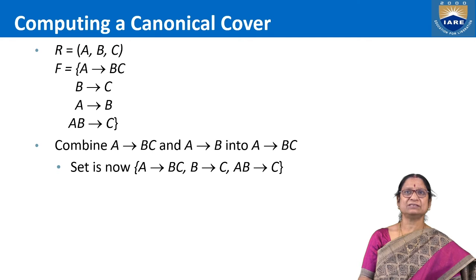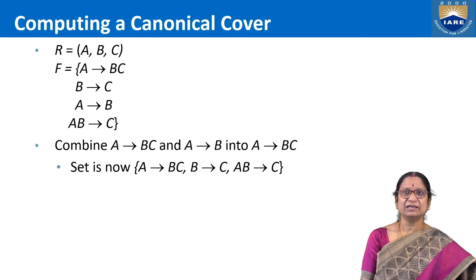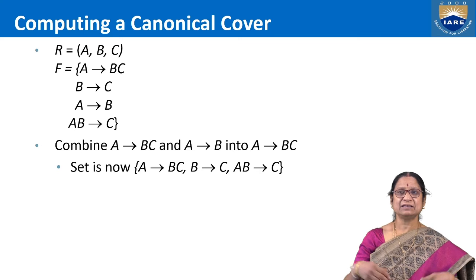So let us assume that in this example, ABC is a relation. A determines BC, B determines C, A determines B, AB determines C. Right? So we have to apply the union rule first. Let us assume that you have A determines BC and A determines B, which results in A determines BC only. So what is now excess? A determines B can be removed.